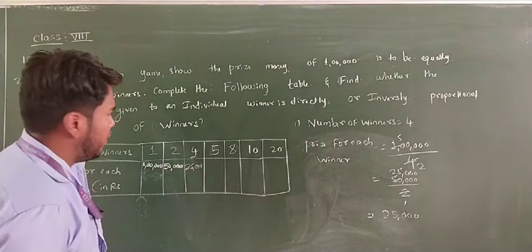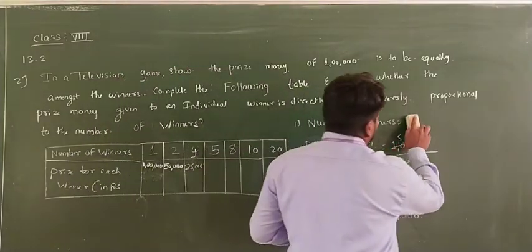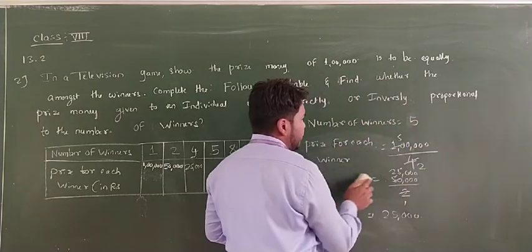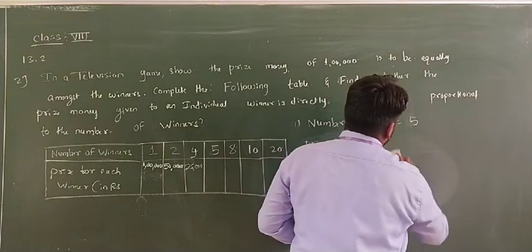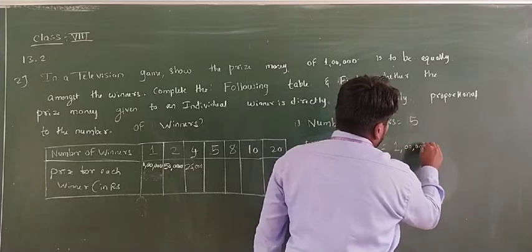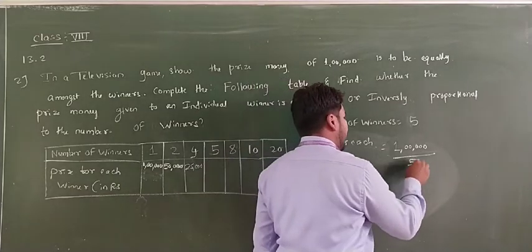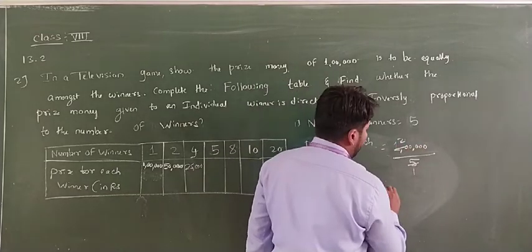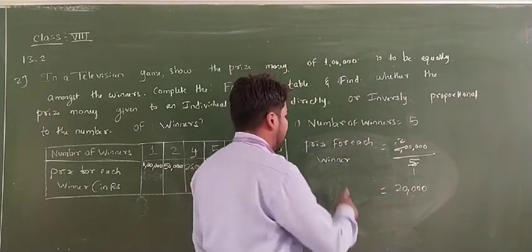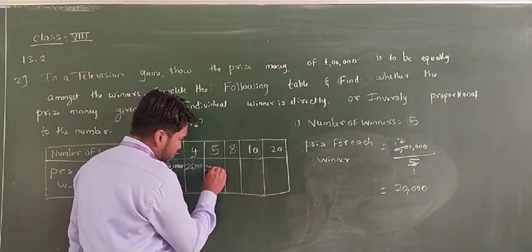This was the first part. Now I am going to calculate for 5. The number of winners is 5, so the prize for each winner is 1 lakh divided by 5. 5 ones are 5, 5 twos are 10, and the remaining is 20,000. If the number of winners is 5, then each winner gets rupees 20,000. So write 20,000.